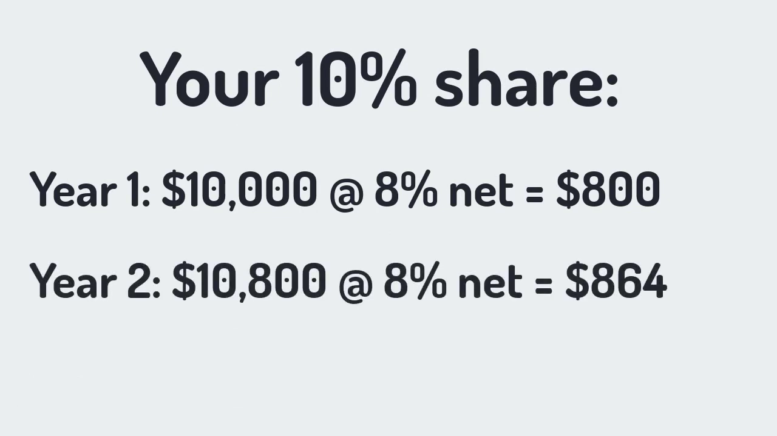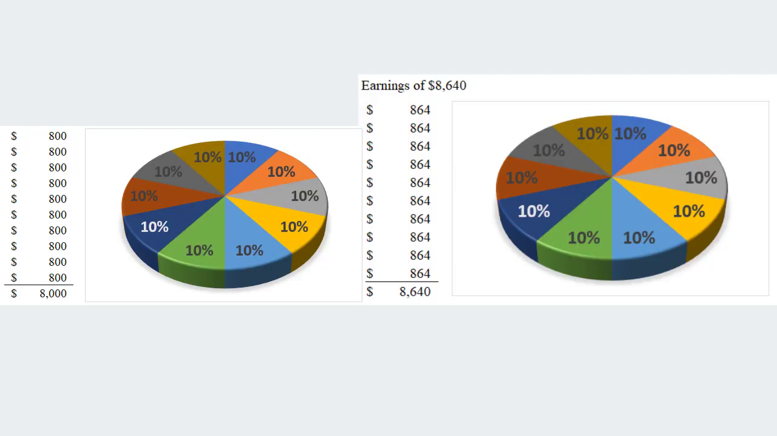So your share has grown to $864. Now, what we've just seen here is the pie expanding. Each friend owns the same 10% of this savings account, or this company if you have that in mind. It's just a larger pie. So you have the same percentage ownership of a larger earnings power of this business.